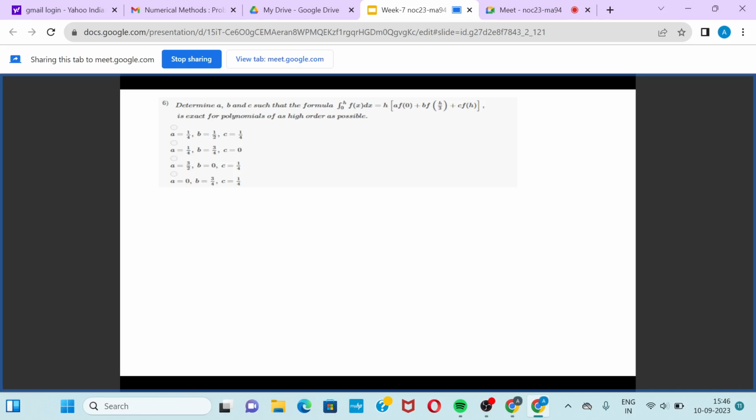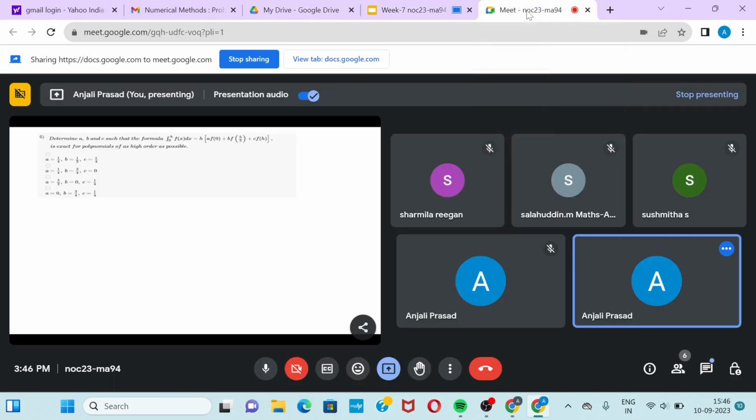Option D. So you're saying that correct option is Option D. D. Yes. Okay. So others, have you got it?